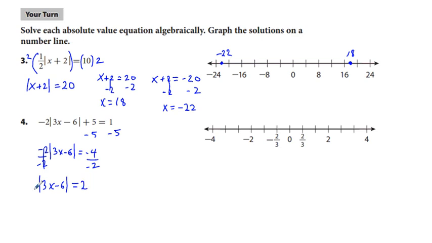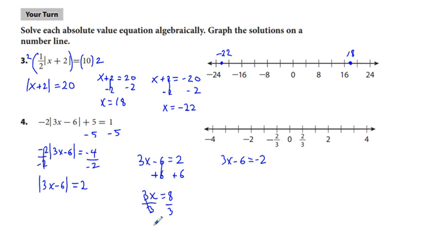And since we have isolated the absolute value expression on the left side, and that is equal to a positive number on the right side, we have two possibilities. We have 3x minus 6 is equal to 2, and also we have 3x minus 6 is equal to negative 2. And now we can just solve. We add 6 to both sides of this equation on the left. We get 3x is equal to 8. Divide by 3.